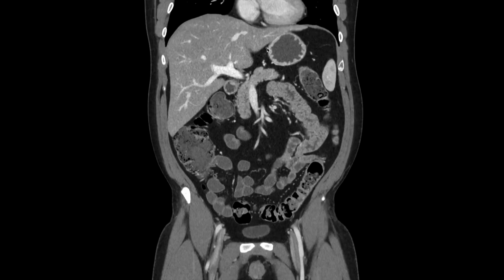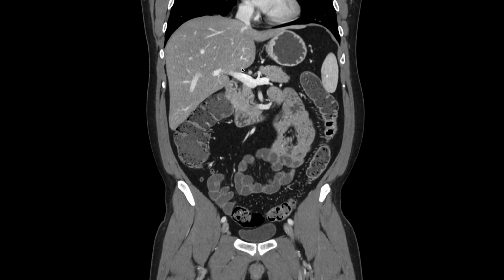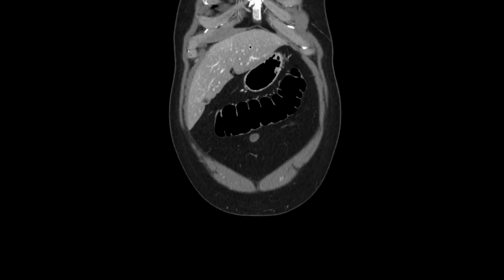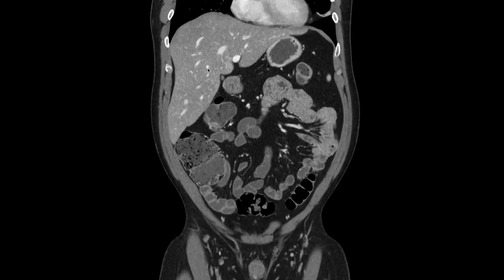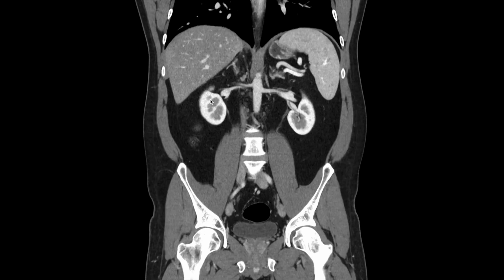So we'll start with the liver, as I usually just review the lower chest on the axial images. And we'll follow a similar search pattern as in the axial video, and so look at the liver morphology, the overall enhancement, and I'll look for any lesions.